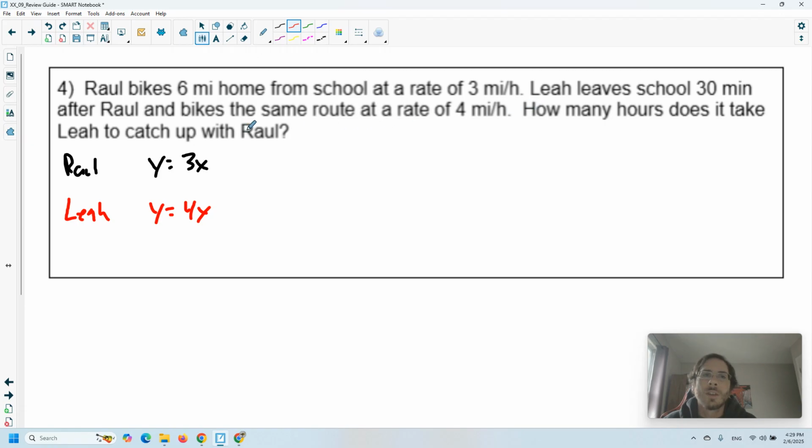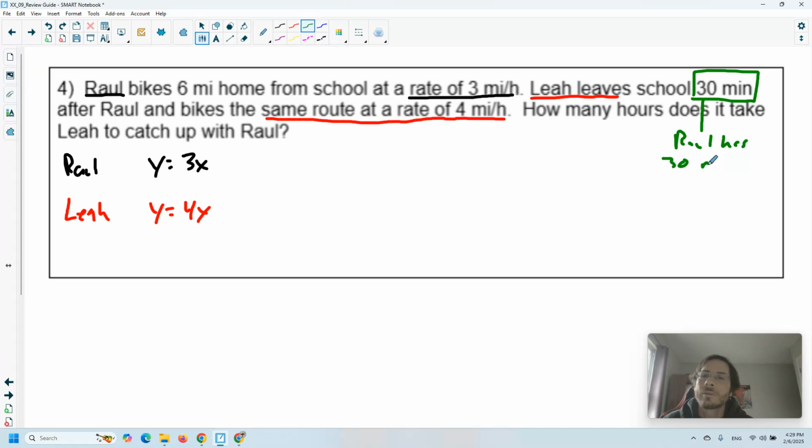So what information have we used? Leah leaves school, bikes at a rate of 4 miles per hour. Raul leaves school at a rate of 3 miles per hour. All right, so we got a couple other numbers in here. Now the 6 miles doesn't really matter. That's just kind of how long the distance is. We're not going to use that at all. But this 30 minutes does matter because we have to take that into account. So if Leah leaves school 30 minutes after Raul, that means Raul has a 30-minute head start.